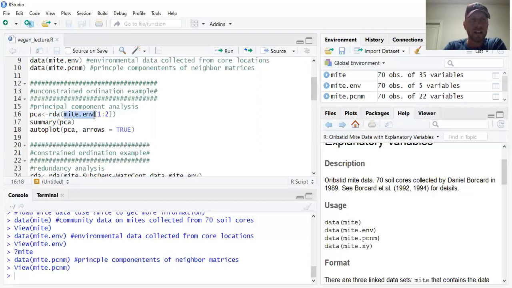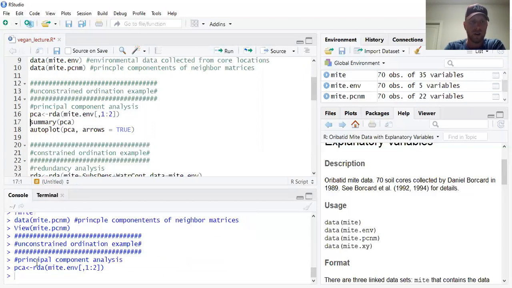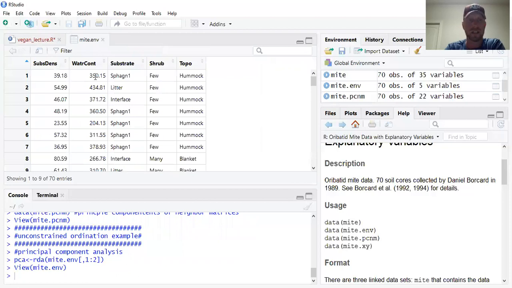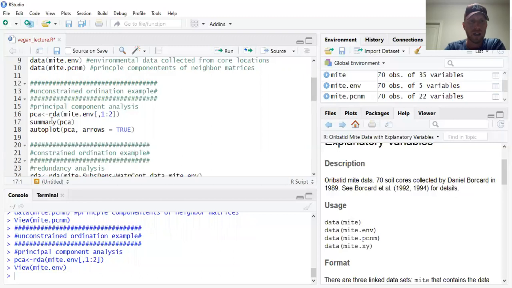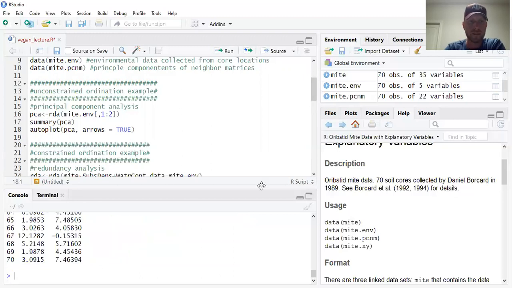And then I have might.env, and then I've just selected, if you remember this indexing, I've just selected the first two columns there. So if we run this, we created this object that's called PCA that should only be plotting the first two continuous variables from this might.env data set. So if I click on that, remember this is substrate density and water content. So we can look at the summary of that PCA.